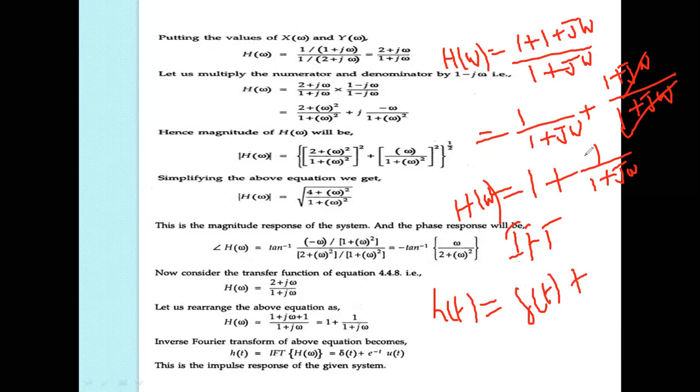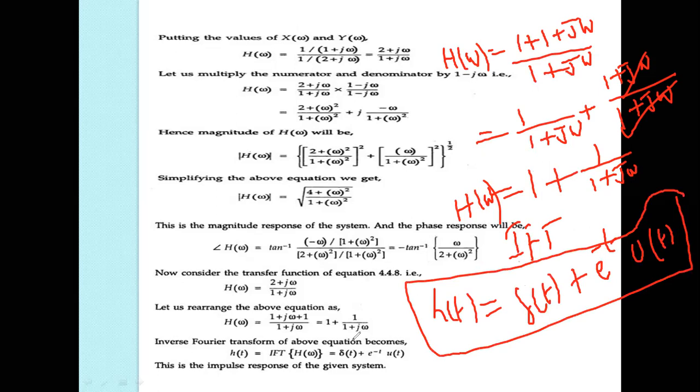Delta of t plus the inverse Fourier transformation of 1 by 1 plus j omega, so e power minus t mu of t, as an impulse response. You see, we got this same function. H of t is equal to delta of t plus e power minus t mu of t.